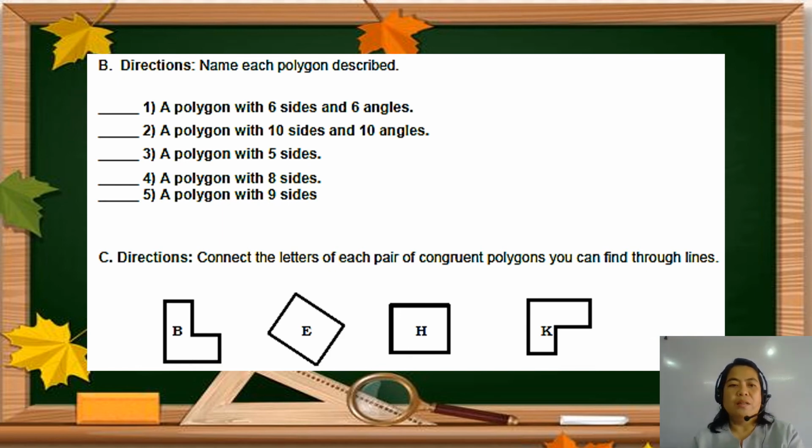Letter C, directions: Connect the letter of each pair of congruent polygons you can find through lines. So, tanawon ninyo asa ang congruent sa figure letter B, then figure letter E, figure letter H, and figure letter K. Then, you write the congruent symbol.